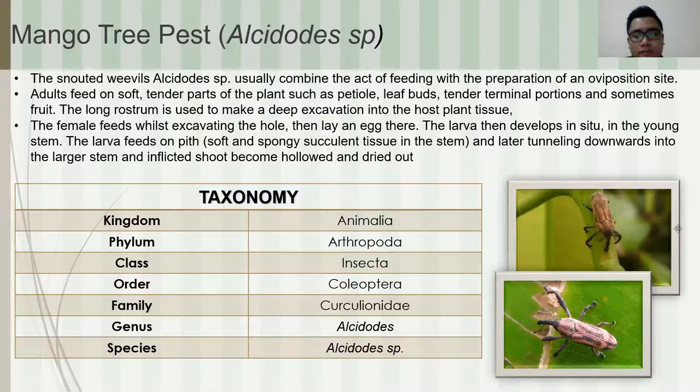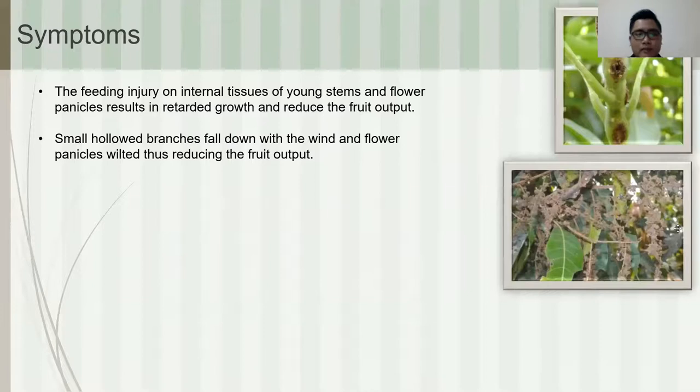So this is the taxonomy of the pest. It comes from the order Coleoptera, the beetle order, and from the family Curculionidae. Alright, these are the symptoms. The feeding injury on the inner tissue of young stems and flower panicles results in retarded growth and reduced fruit output. So the yield will be less, and the farmer will suffer losses. Secondly, small hollow branches fall down with the wind, along with panicles, thus reducing the fruit output. So the mango tree will be dry and easily break down.